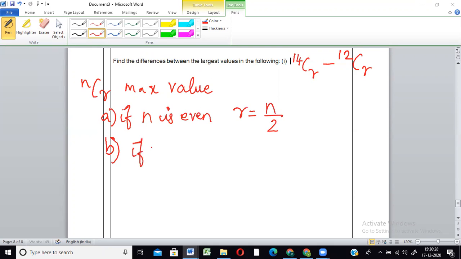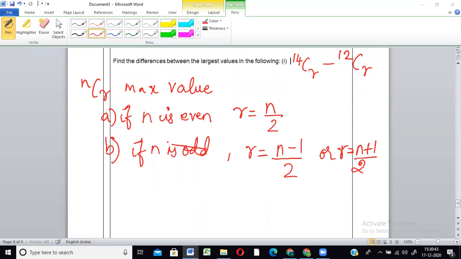The other case, if N is odd, then the maximum value is obtained at two places, either when R is equal to (N minus 1) by 2, or R is equal to (N plus 1) by 2. Those are the places where, when N is odd, NCR can have its maximum value. So we can clearly see that the value of N matters in both the cases. Okay, so we'll do it for one case separately. We'll do it for 14CR. So when we consider 14CR, it is in the form NCR. So N is of course even over here.